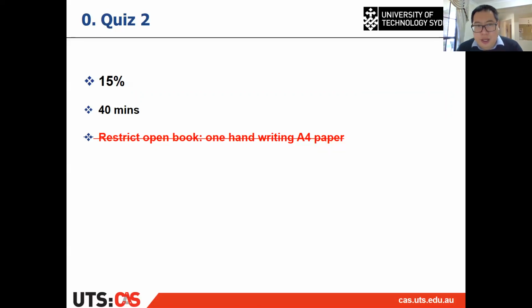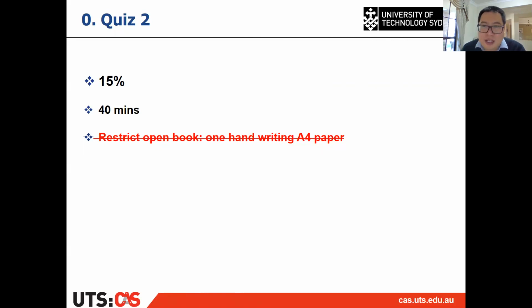Quiz 2 is 15%, and it will be 2 or 3 questions. It will be short or long answers or calculations. There will be no computer activities. In quiz 1, you had the calibration, but now we don't have any computer activities, but you can use the computer to calculate something.